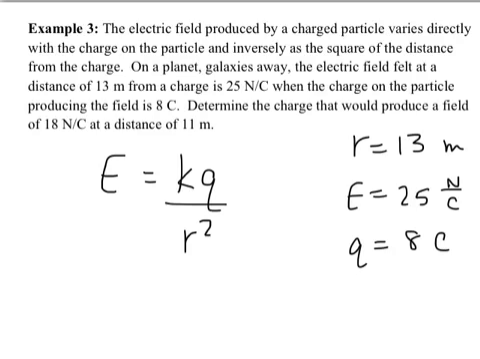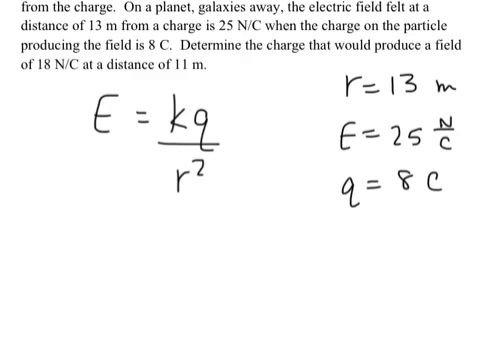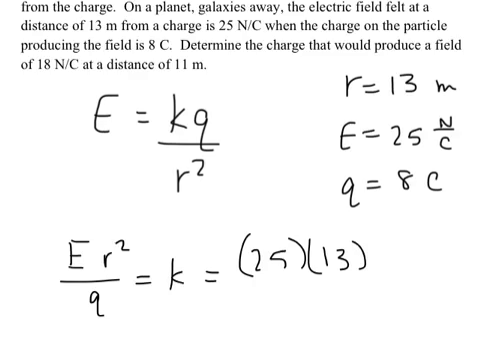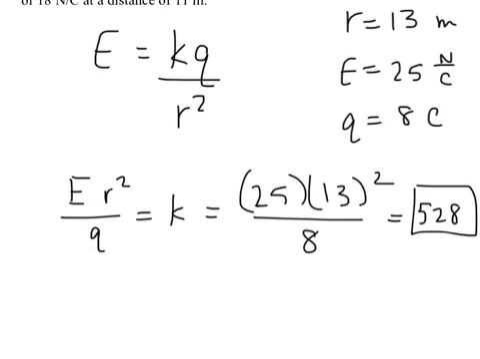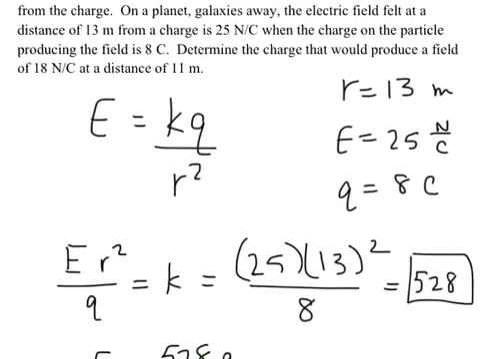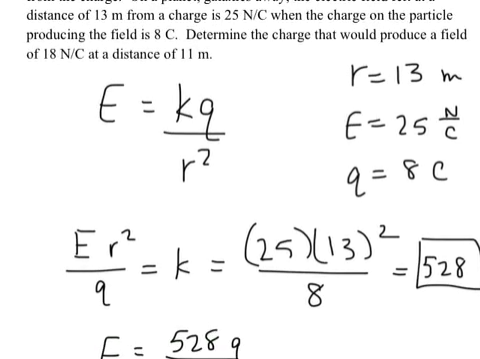So given this information, let's find our value of K. So solving for K, we get E R squared over Q equals K. And plugging in, we have E times R squared all over Q, giving us a value of 528. Now, that's our constant, so that's going to be our new equation. Our specific equation will be used here: 528Q over R squared. Now the question says, determine the charge, so find Q, if the field is 18 newtons per coulomb and the distance away is 11 meters.